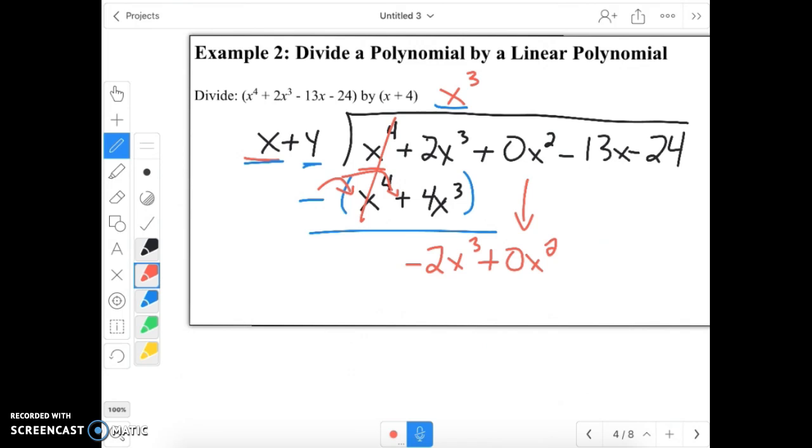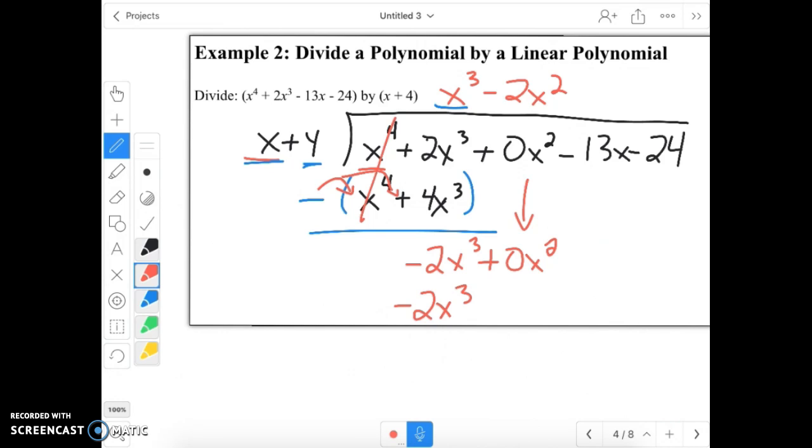Again, you'll see that this part is our placeholder. So we ask, what would we need to multiply this x by in order to get to negative 2x cubed? So that would be a negative 2x squared. So I'm going to multiply both of my terms by that.